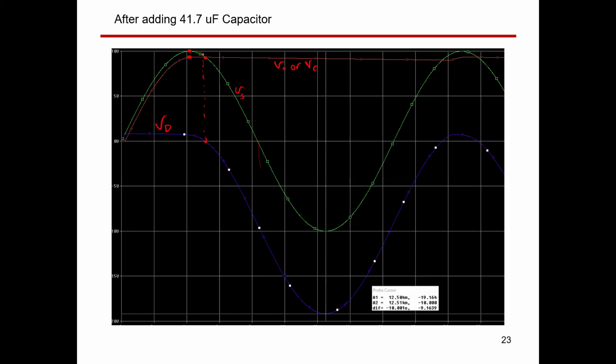This makes sense. So once V supply became equal to the capacitor volt, the diode volt turned to 0 because the diode will be turned off, and V diode is nothing but V anode minus V cathode. So it will be V supply minus V capacitor, V cathode, and V cathode is nothing but the capacitor volt.